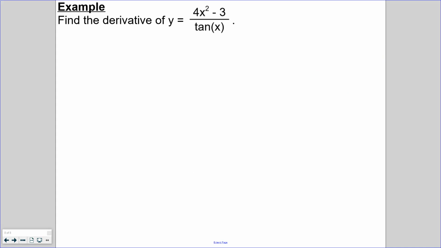All right, then the final question is just applying these trig functions to the quotient rule. So we're going to find the derivative of y equals 4x squared minus 3 all over tangent of x. And we know we're going to have to use the quotient rule here because we do have a variable in the denominator.